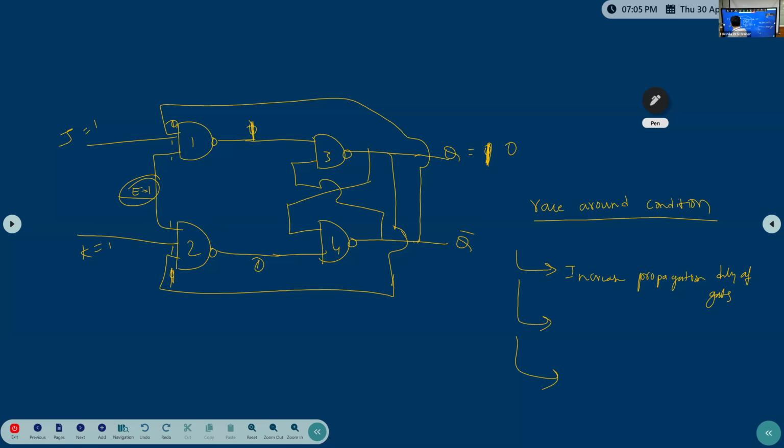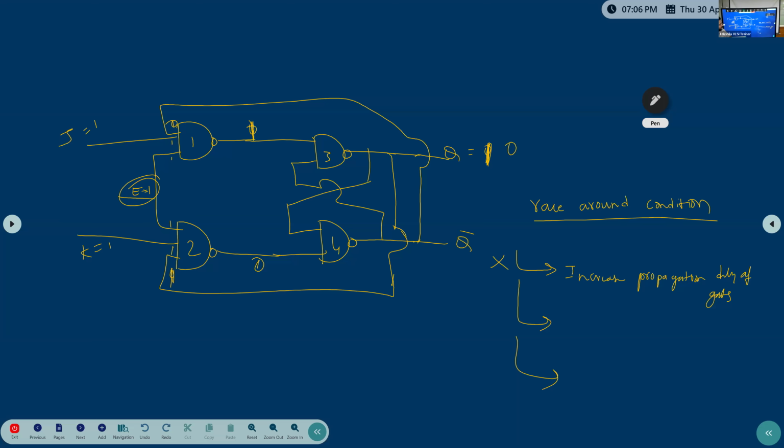This gate 1, gate 2, gate 3, gate 4, 4 gates are there, right? The propagation delays of all these 4 gates we need to increase. If I increase the propagation delays of these gates, then the time taken to generate the output increases. The response time of a latch will be increased. If I use this latch in a design, the response time also increases, which means the speed of the design decreases. This is not the best solution.